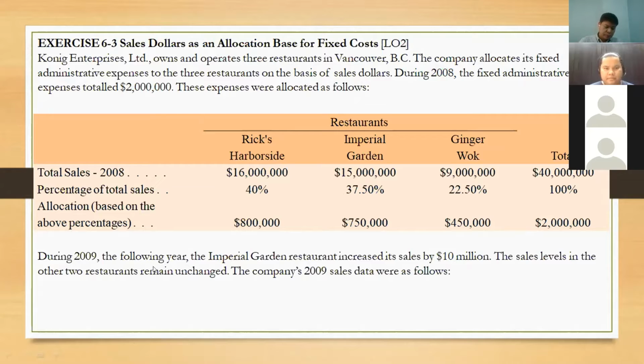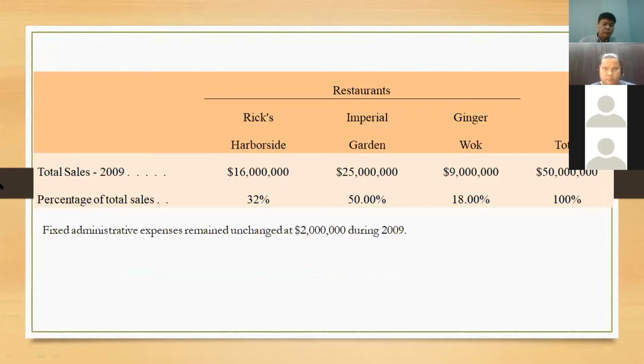Then comes 2009. Imperial Garden increased its sales by 10 million, while the sales level in the other 2 restaurants remains unchanged. So this will be their data for 2009. If we look at Rick's Harborside and Ginger Walk, their sales did not change. Only Imperial Garden changed, so their percentage of allocation base also changed. That is what we will compute.